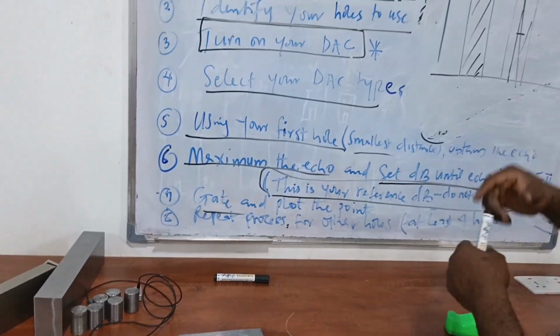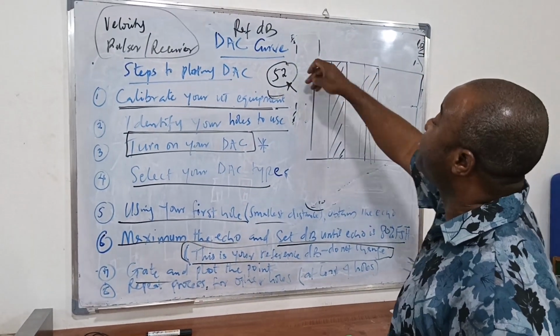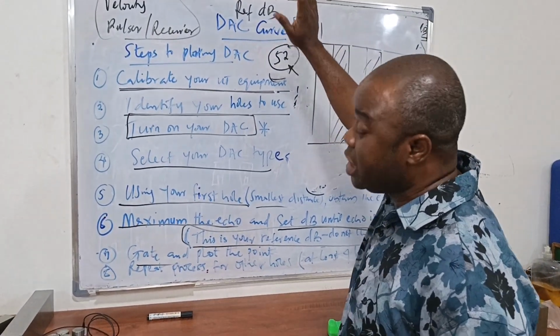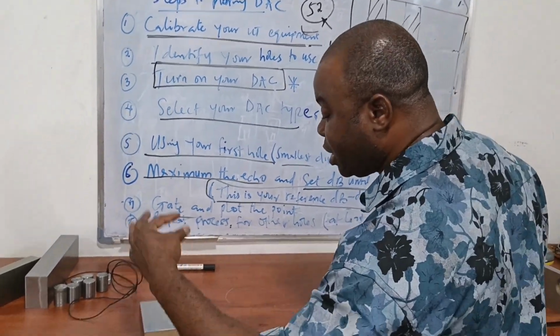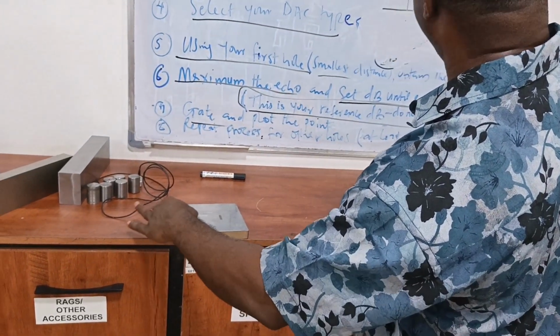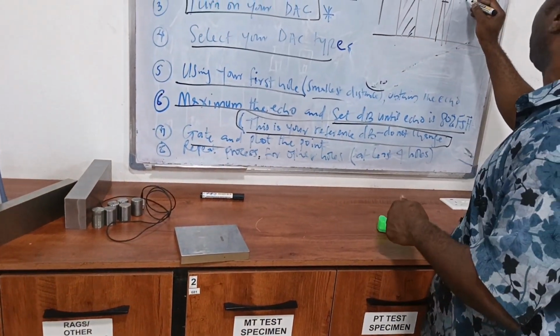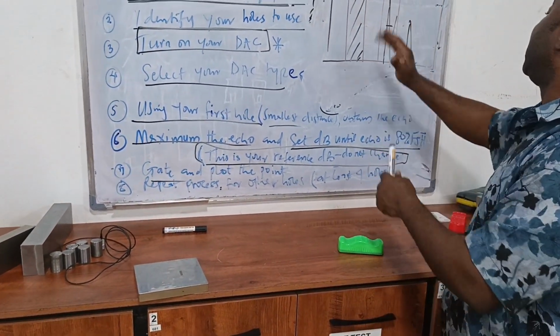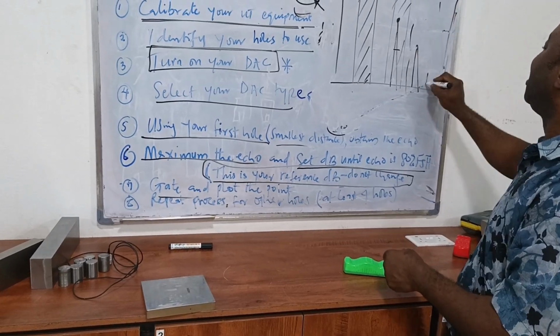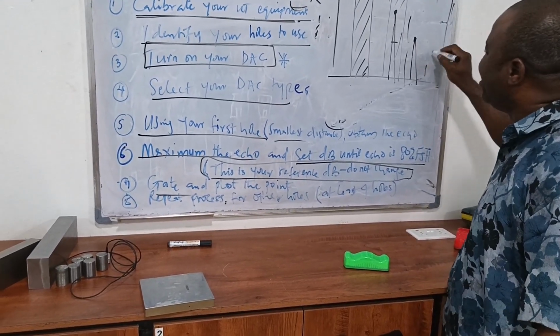Now, immediately we have set this first point, we have set our reference dB. We are not changing dB again. The only activity we need to do now is to repeat the process. We put this, we maximize until we get the best echo that we can get, the maximum echo we can get. We go to our gate, we adjust this gate to this point again, and do what? We are setting it again.